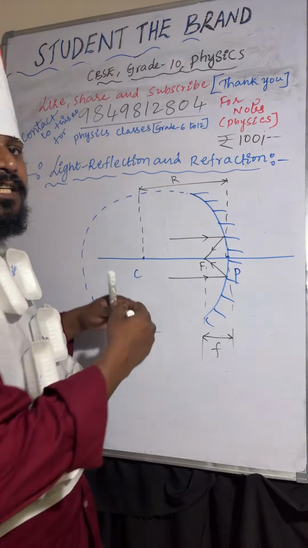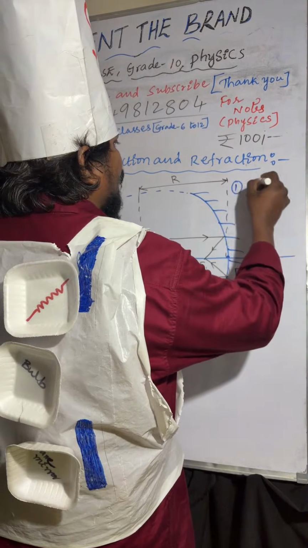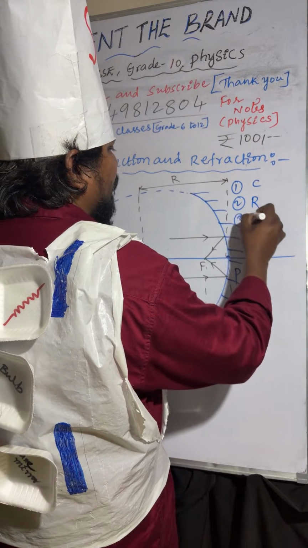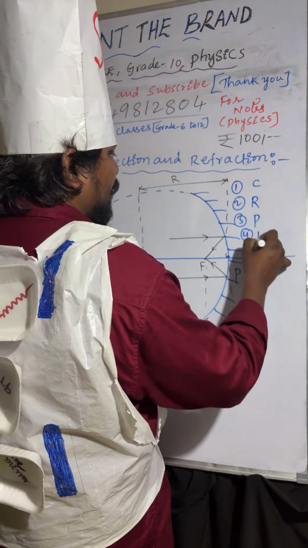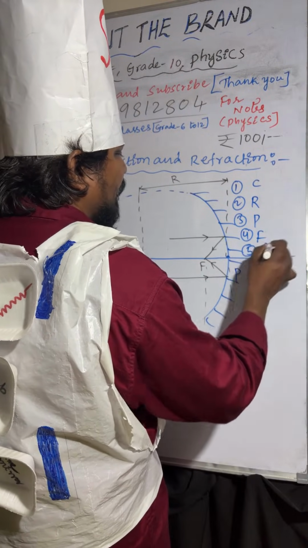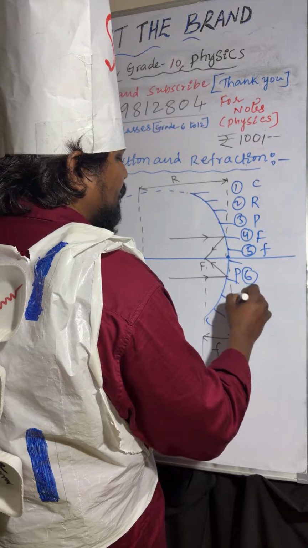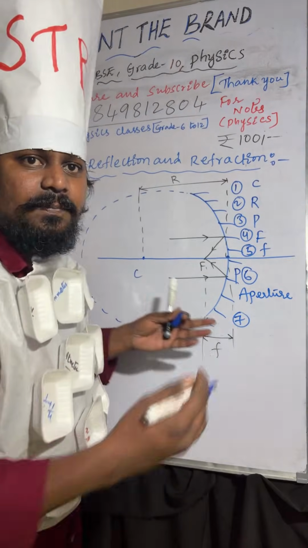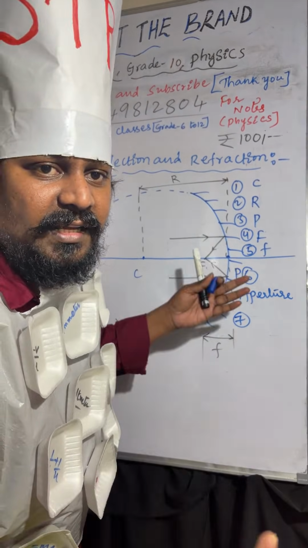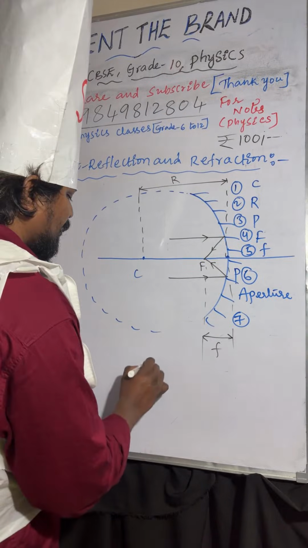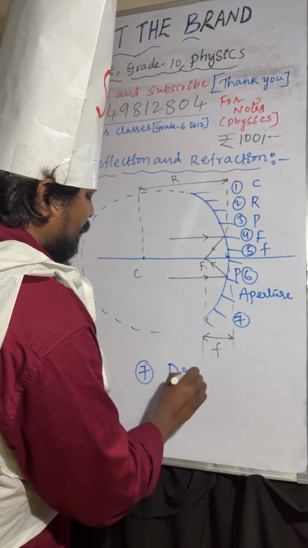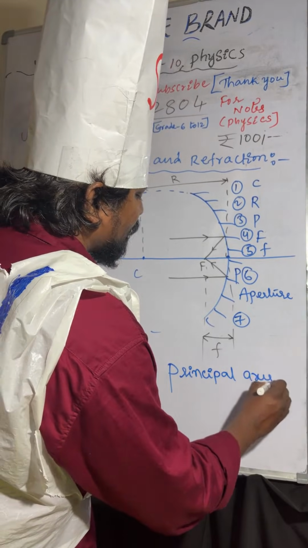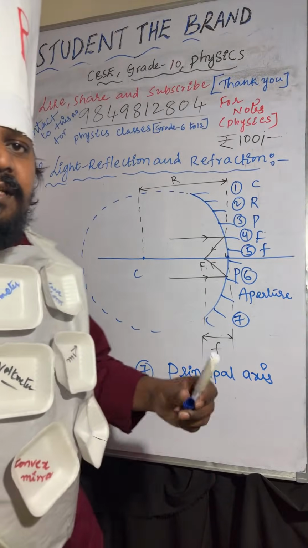So I am writing on the board. Just check once. One is center of curvature. Second is radius of curvature. Third is pole. Fourth is focus. Fifth is focal length. Sixth is aperture. And seventh is principal axis. Yes or no?